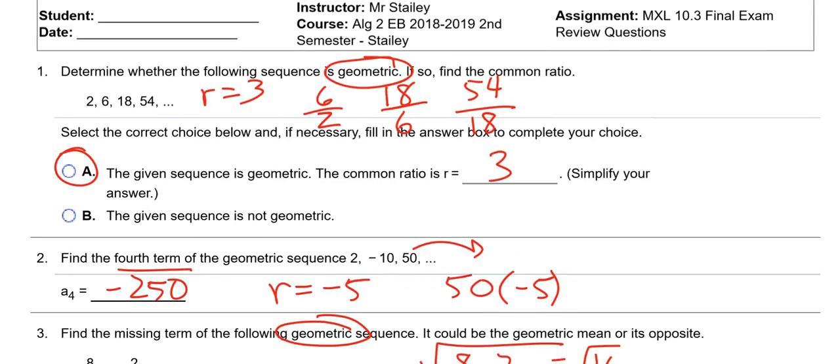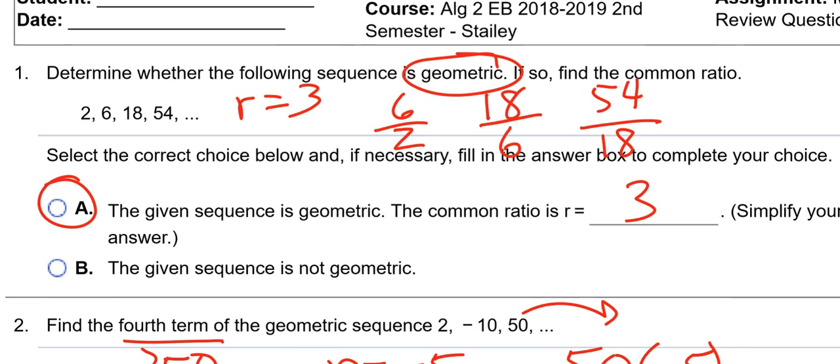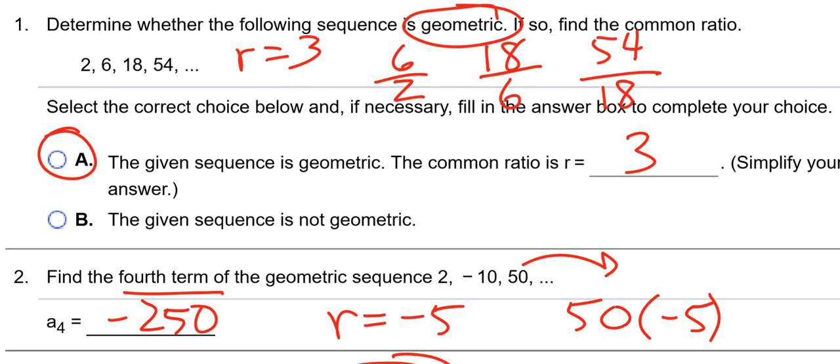Section 3. We figured out the multiplier was 3, and so it is geometric. Boy, that was a tough question. Any term divided by the previous term, and we had to do it multiple times, and it worked out.